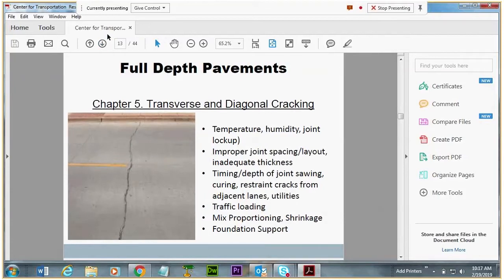Chapter 5 goes through the transverse and diagonal cracking. This is a pretty good sized chapter. This chapter, along with chapter 6 and 7, are pretty good size. It goes over the temperature, humidity, and joint, particularly the lockup, improper joint spacings, the timing, and the sawing of the saw and the depth of the saw, transverse loading, mixed proportion and shrinkage, and then, of course, the foundation support. Next slide.